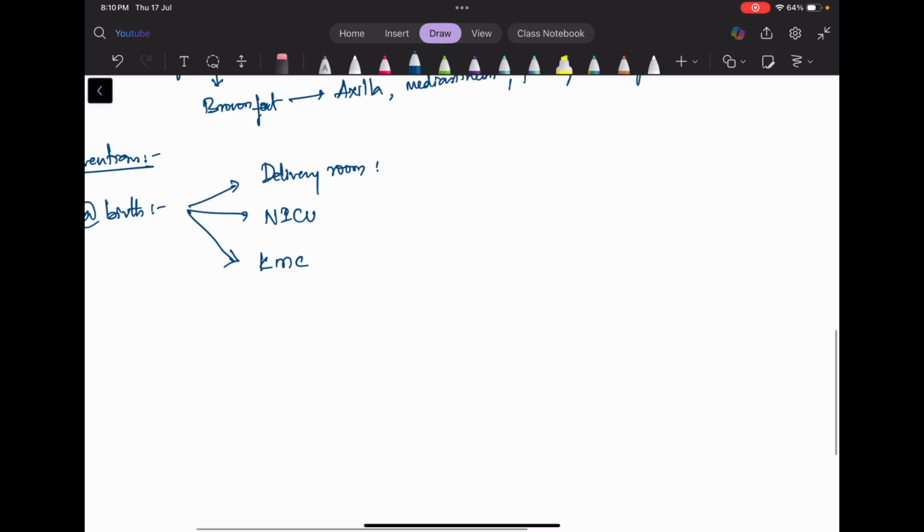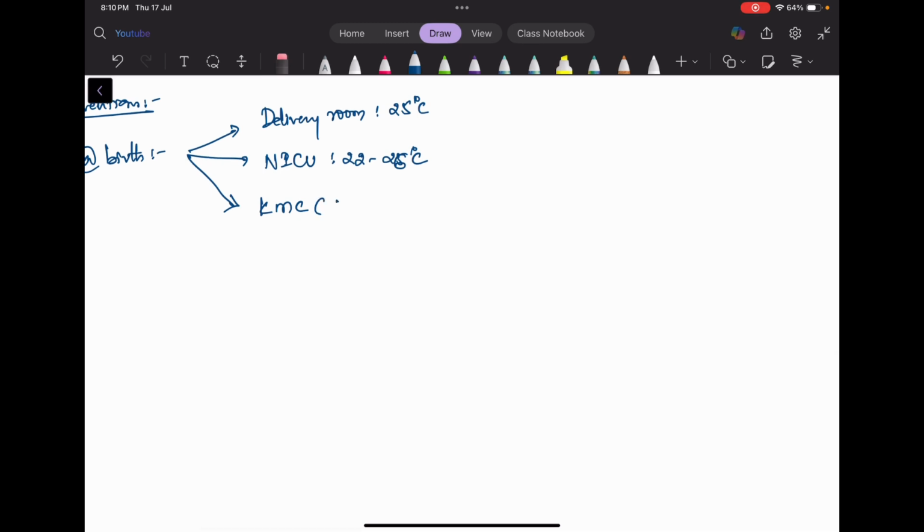So what is the temperature you have to maintain in the delivery room? It's around 25 degrees Celsius. Then about NICU, it will be 22 to 26 around. Okay, it's 26. Then KMC, the detailed video is in the community part. So this comes under community. You can read it in detail. We have already uploaded the video. For more information, you can check out my community section, PSM section, right?